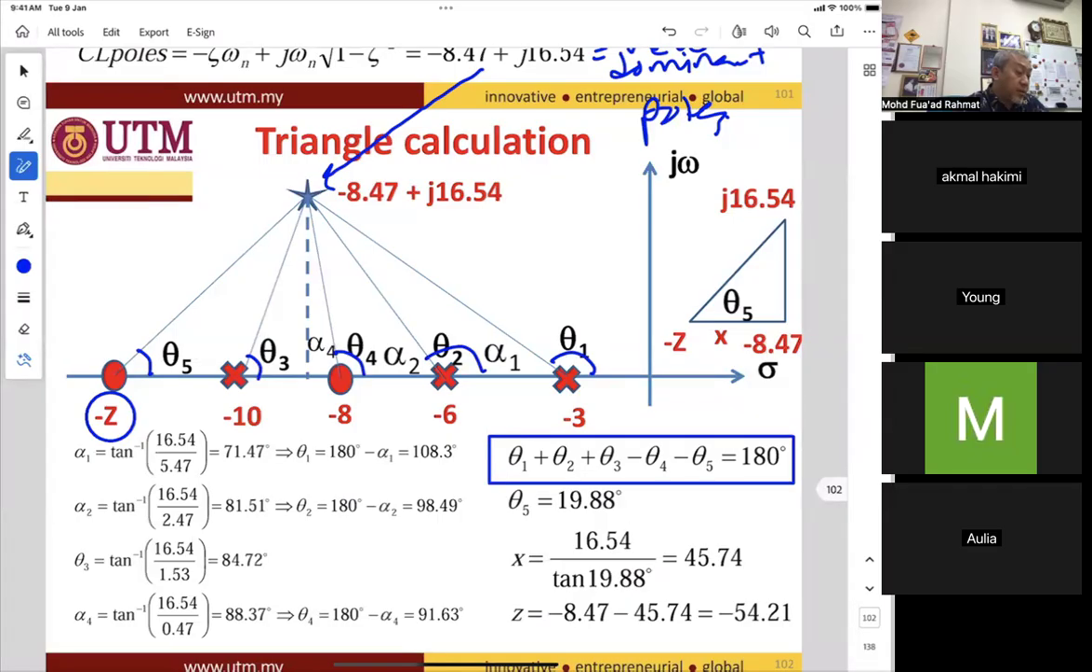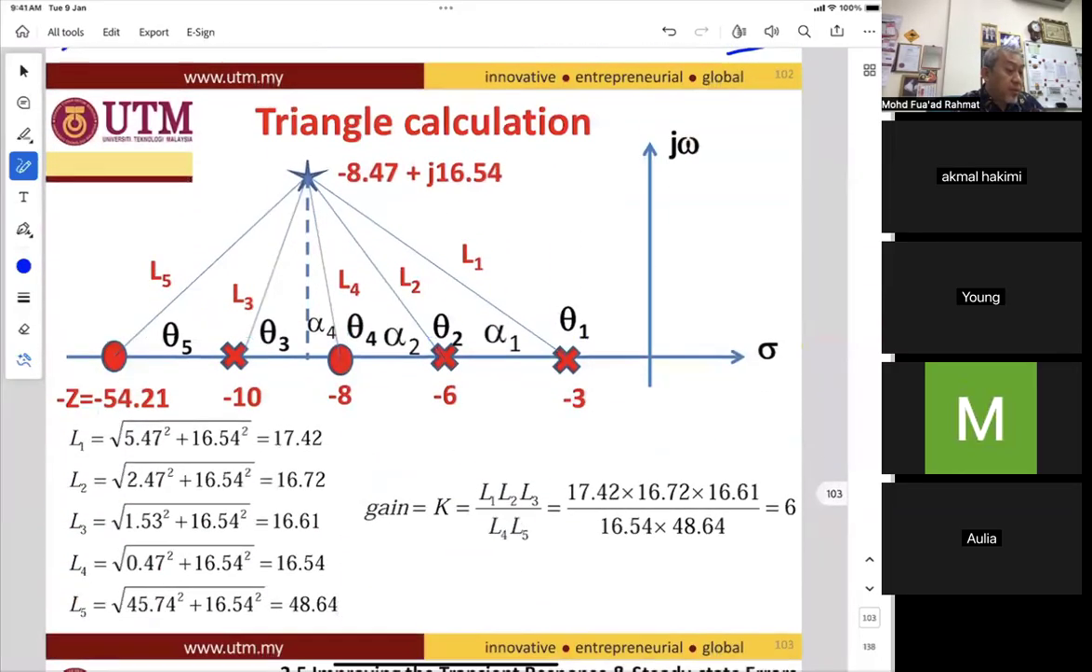Okay, so calculate the corresponding angles alpha 1, alpha 2, theta 3, alpha 4. Then you get theta 5 is about 19.88 over here. So calculate the angle, the x, okay, at theta 5, which is equal to minus 54.21. Okay, so the location of the zero is minus 54.21, which is minus 8.47, the real part of the new dominant poles, plus minus 45.74 from the x value.